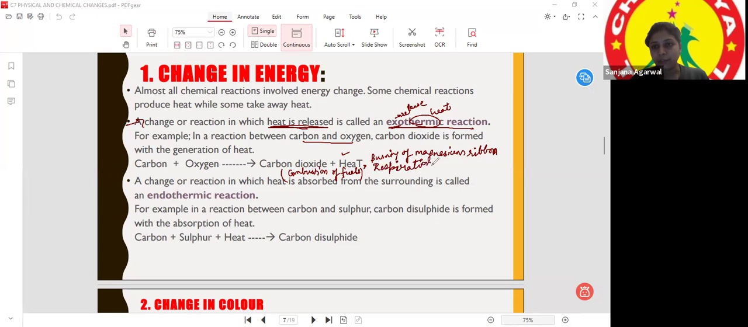So it is clear from this example that the topic name, energy, doesn't mean only heat. I'm telling you, it means types of energy. Please note down the exothermic reaction definition, and examples. And one more example I told you yesterday, no?